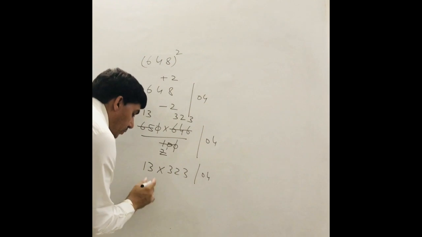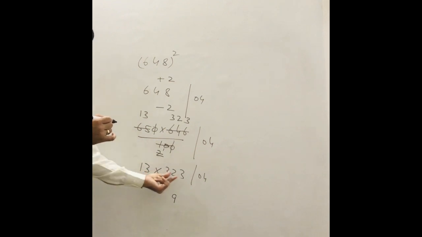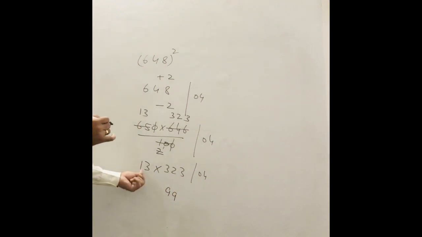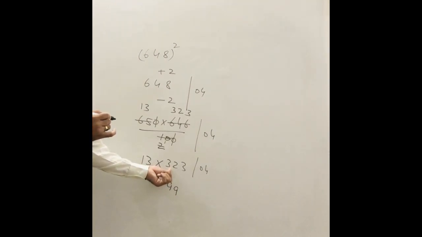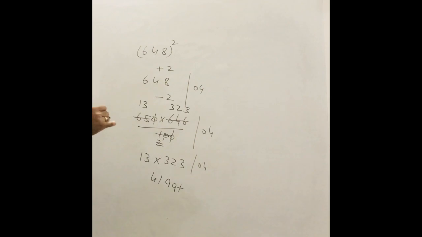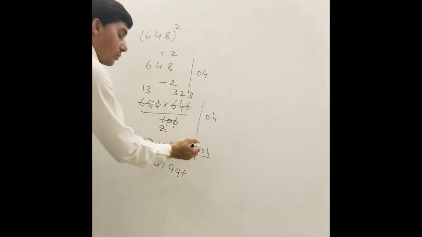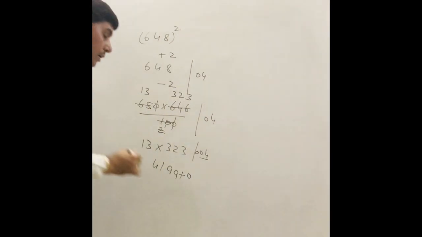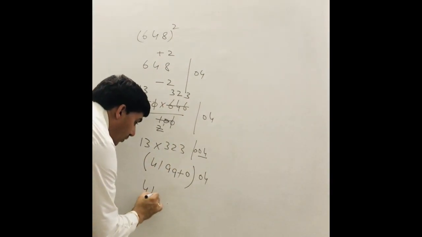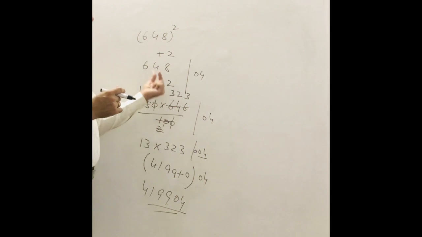We get 13 into 3 is 39, carry 3. 13 into 2 is 26 plus 3 is 29. 13 into 3 is 39 plus 2 is 41. Plus, we have to leave two digits 0 and 4. The remaining one has no value. So we have to write 0. And write 04. We get 419904 is the required result of square of 648.